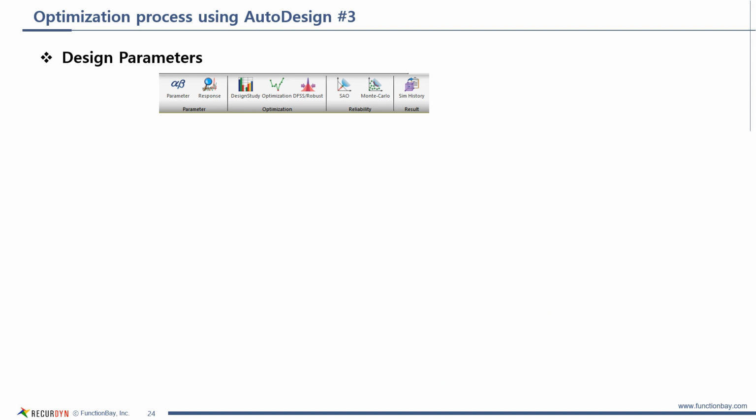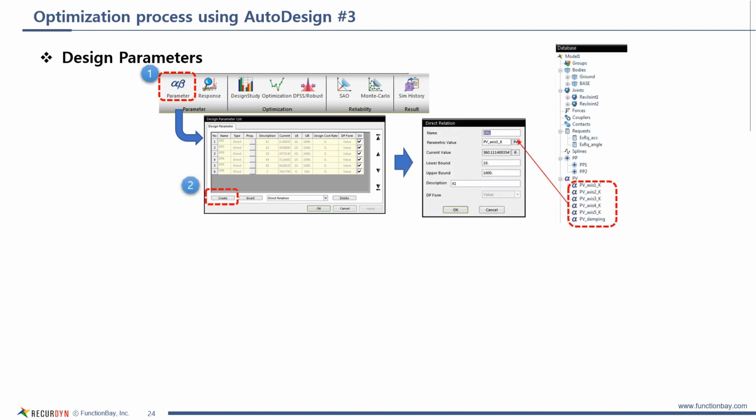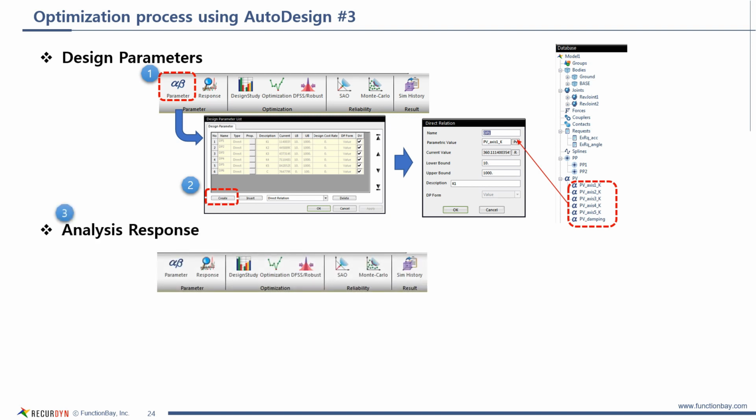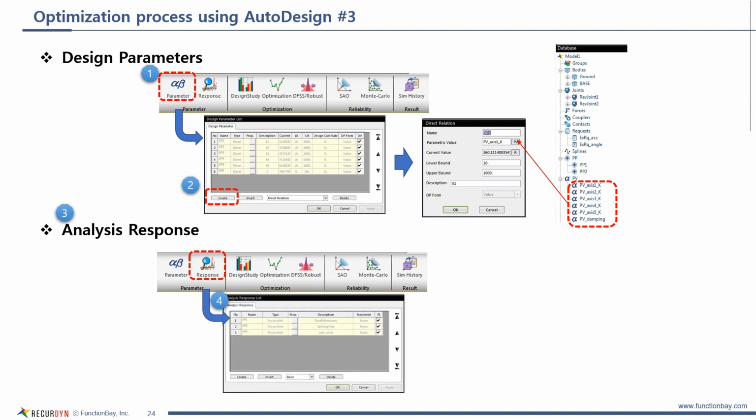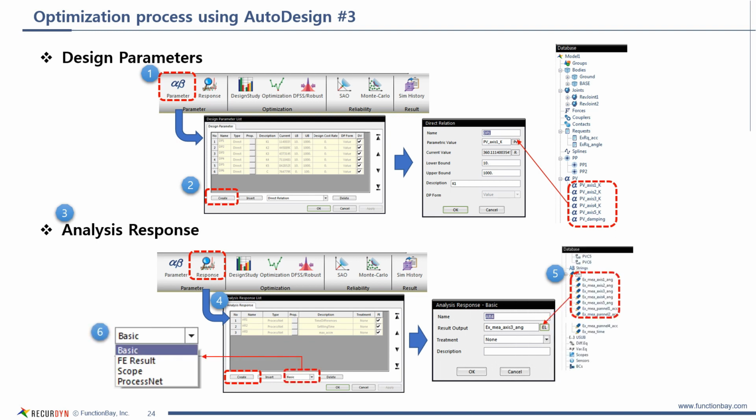Now, let's create the design variables and performance indices using RecurDyn AutoDesign. First, create design parameters. They are used as design variables later. You can set the parametric values to each design parameter. After that, create analysis responses using expressions. You can set the parameters for analysis response in this dialog. You can set the appropriate expression in this dialog. For your information, you can use scope, processNet, or flexible body results for analysis response here.